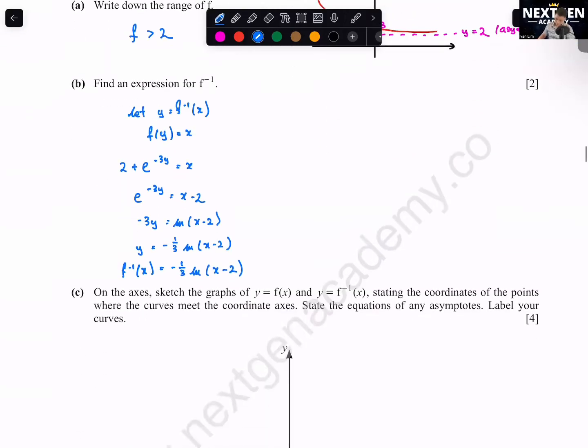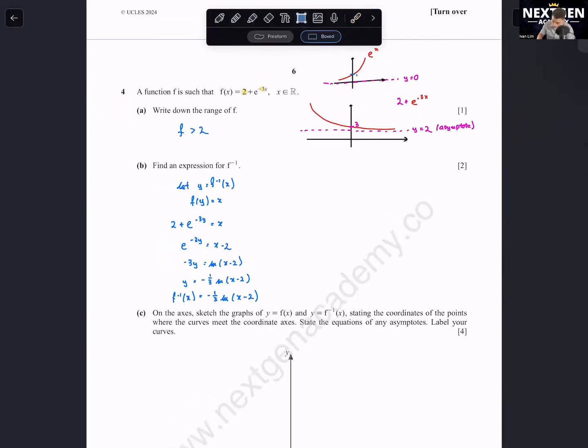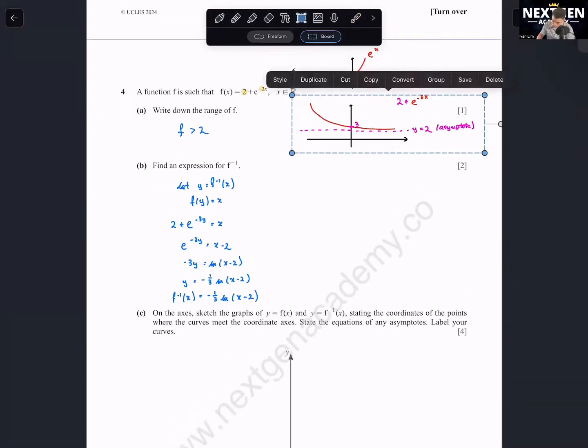Next one. On the axes, sketch the graph of y equals f(x) and y equals f inverse x, stating the coordinates of the points where the curve meets the coordinate axes. Don't forget, you need to write these down, otherwise you lose marks. And then state the equation of any asymptote. They want you to even label this out. Label your curves. Remember the past paper, not so much criteria. So right now, we draw the f(x) graph first, using the above guidance just now. Let's see if there is anything that we like or not over here.